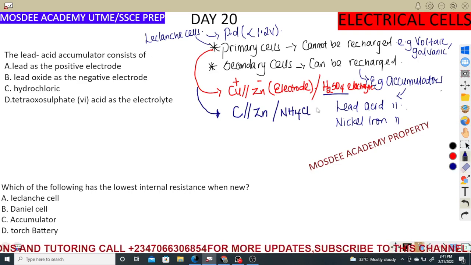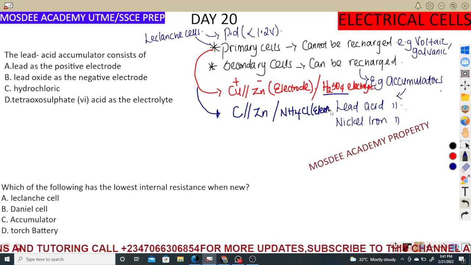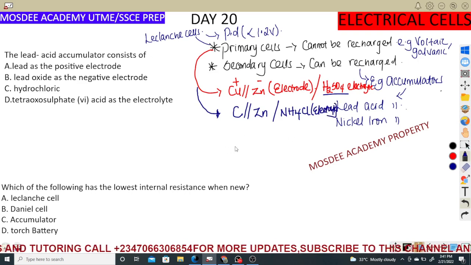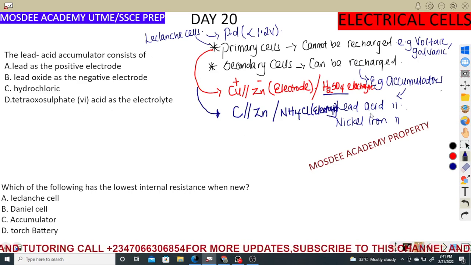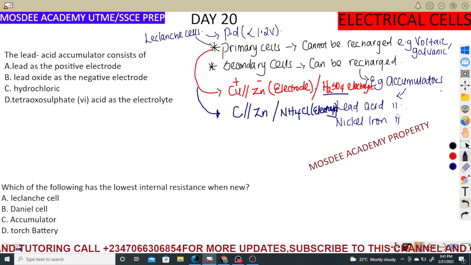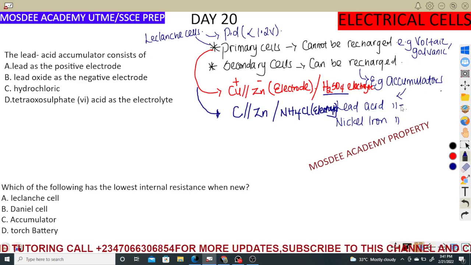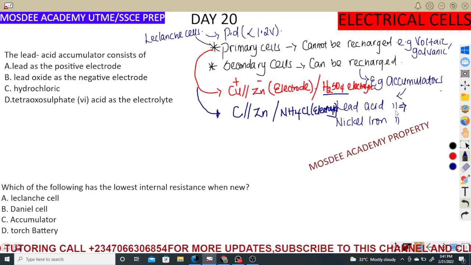NH4Cl as their electrolyte. So keep it at the back of your mind. So these are basic things you need to understand. They're talking about secondary cells. Now I told you they are the accumulators, which are lead acid accumulators or the nickel iron accumulator. About the lead acid accumulator, let's talk about their anode and cathode, just as we have talked about this.